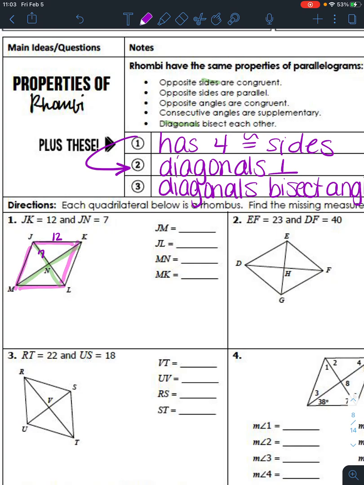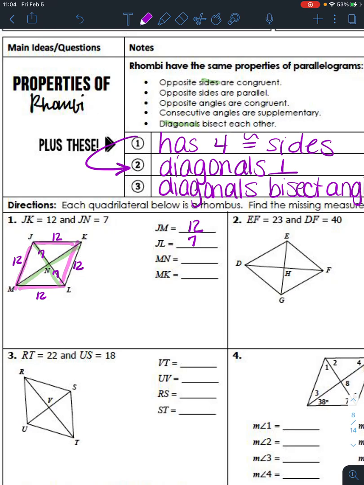In fact, let's pull these back down so we can see them. If I want to know what JM is, what I know is that a rhombus has 4 congruent sides. So if JK is 12, then I also know that all 4 sides are 12. So JM is 12. JL is a diagonal. Now what I know is that the diagonals bisect each other. So since the diagonals bisect each other, if JN is 7, that means that NL is 7.